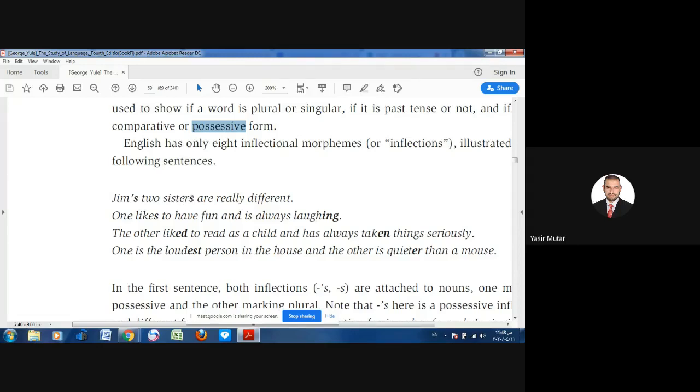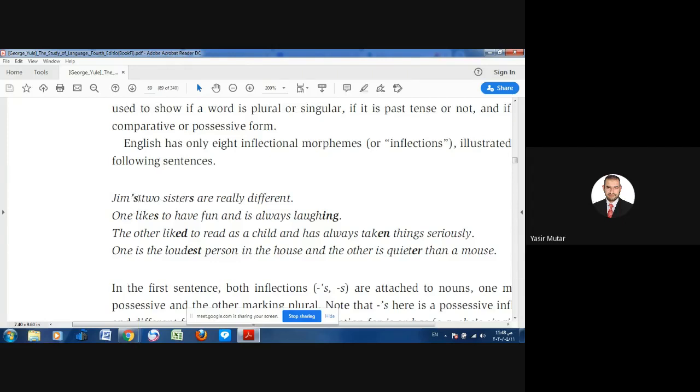Also, here in sisters, you have this small s. This is also one of the inflectional morphemes to identify the plural form of nouns, the plural form of words or nouns simply.